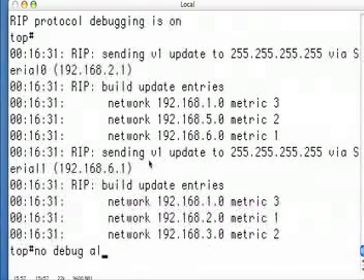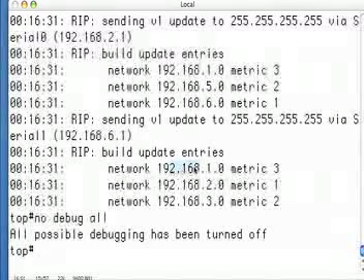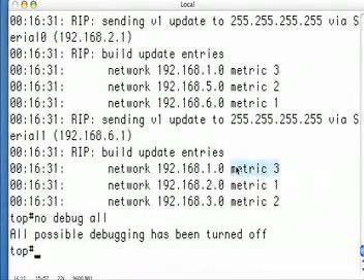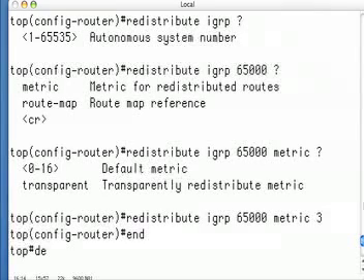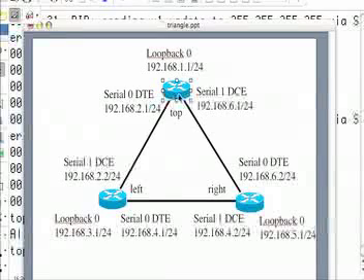No debug all. And you can see, even though I'm directly connected to 192.168.1.0, when I advertise it in RIP, it has a metric of 3, because when I redistributed, I set a metric of 3. Now there was one other command in the redistribute command. Well, let's not worry about that transparent option now. We've started our migration. We now have 2 routing protocols, RIP and IGRP. We're redistributing from IGRP into RIP, so we've restored our network connectivity.